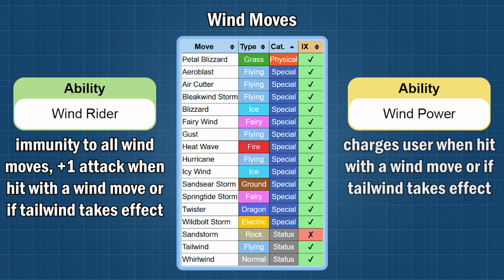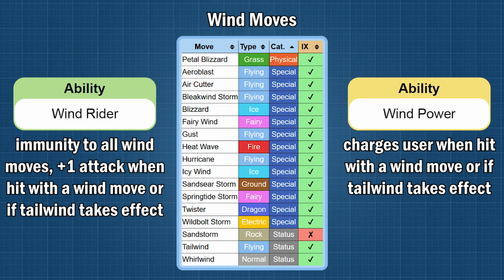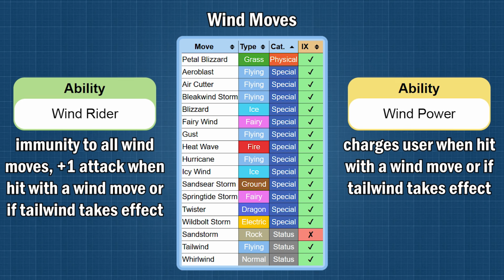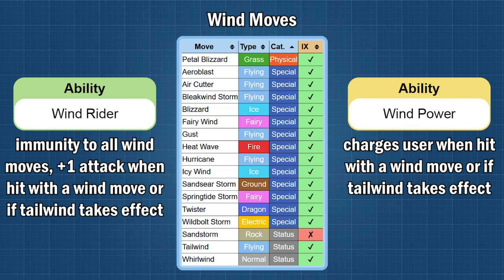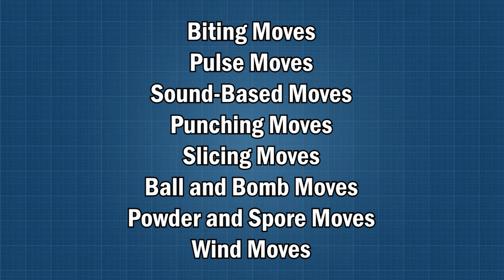Wind Power charges the user every time it gets hit with a wind move, making it so that its next electric type attacking move deals double damage. And those are all of the specific subcategories of moves in Pokemon.